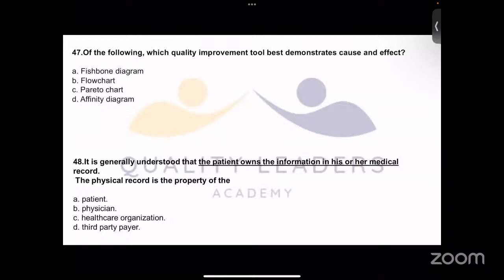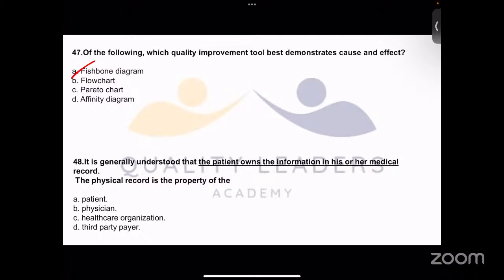47. Of the following, which quality improvement tool best demonstrates cause and effect? A, fishbone diagram, B, flow chart, C, Pareto chart, D, affinity diagram. Okay, letter A is the correct answer. This is used to analyze causes and their impact on the process, the fishbone diagram.